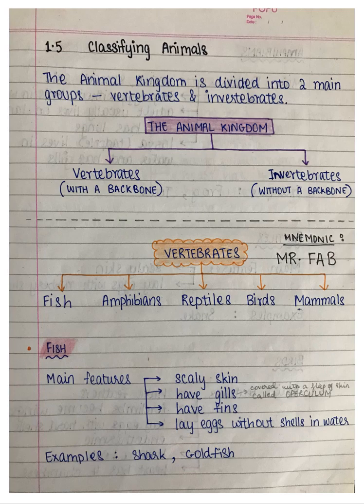Fish live in water and have fins to swim with. They have skeletons made of bone or cartilage. Most fish have scales. They have gills for breathing, and their gills are covered with a flap of skin called operculum. They are cold-blooded and most of them lay eggs which are fertilized externally, but some have live births. Examples are shark and goldfish.